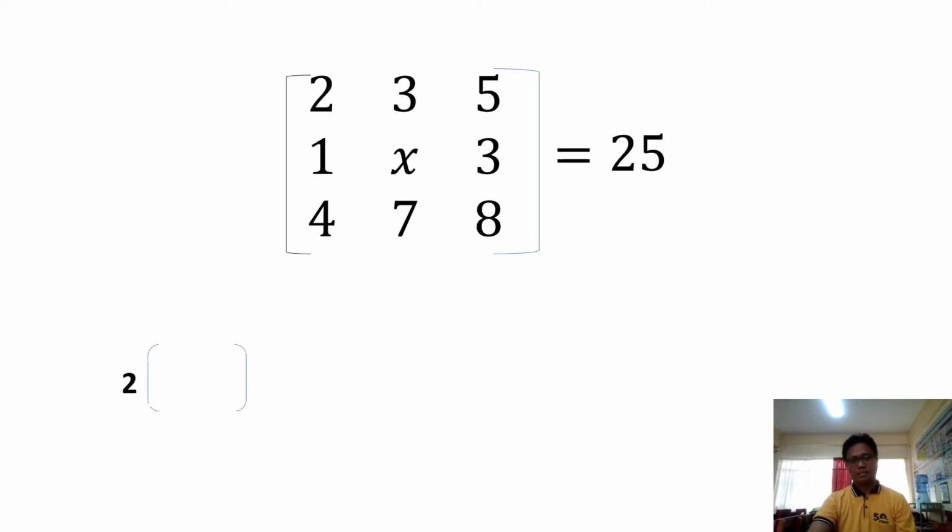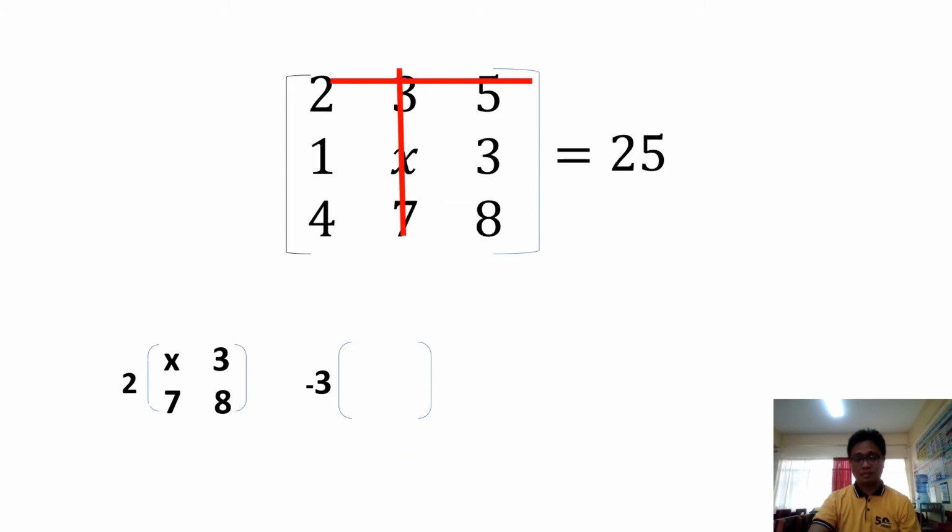So our first 2 by 2 matrix would be coming from, our technique is, we're going to cover the first row and also the first column to get our first 2 by 2 matrix. So that is x, 3, 7, 8. Our second 2 by 2 matrix would be coming from covering the first row and also the second column. So we have 1, 3, 4, 8.